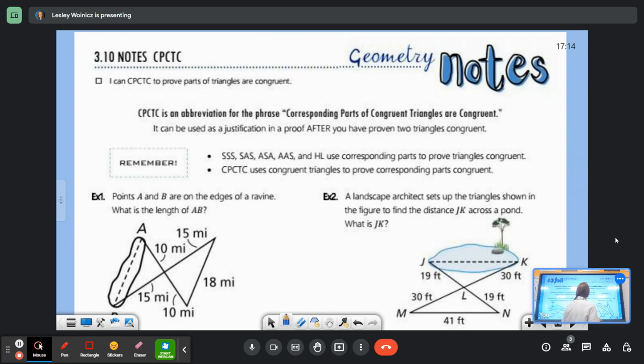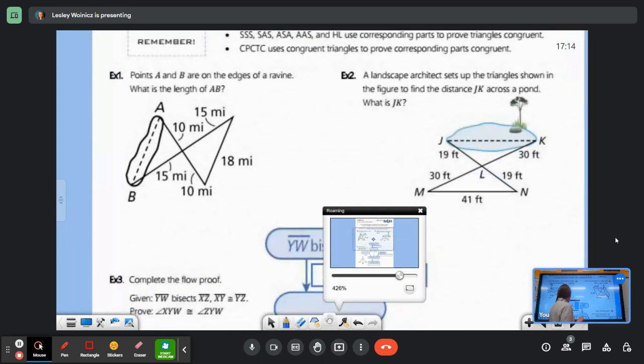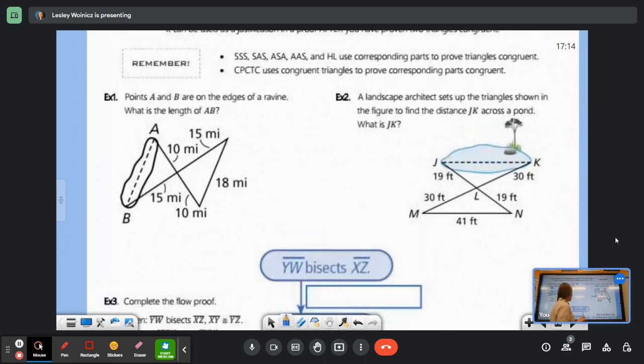So let's start off with some non-proof examples. Okay, so it says that points A and B are on the edges of a ravine. So you can't just walk from A to B with a measuring tape and measure the distance because it's off a cliff. So that's the premise of this one.